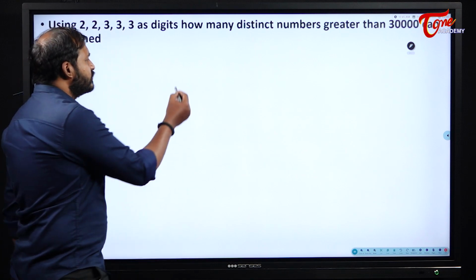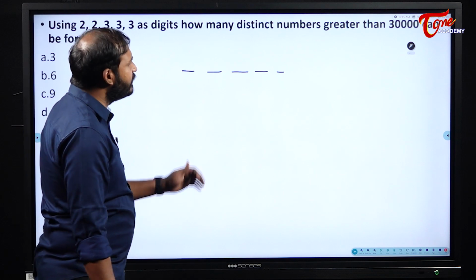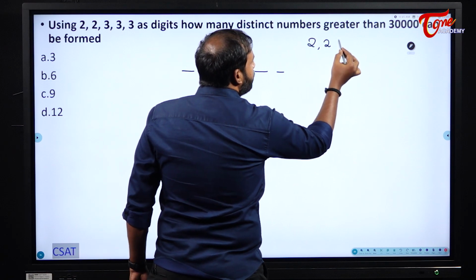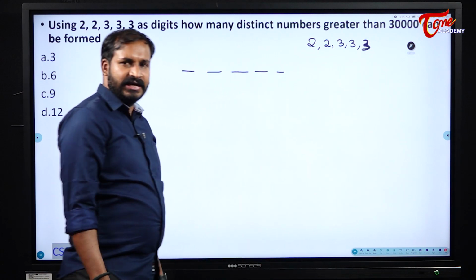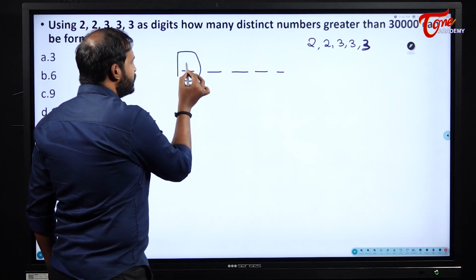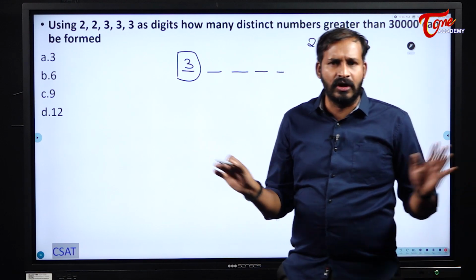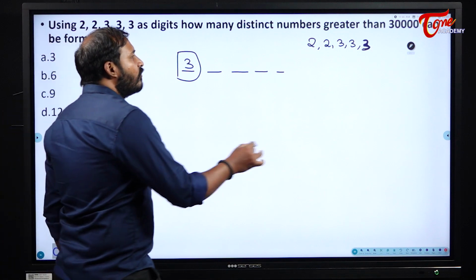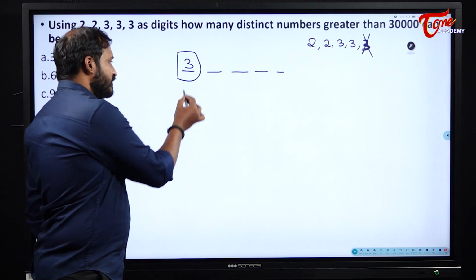See, greater than 30,000 means what type of number it should be? A 5-digit number. Then only it becomes greater than 30,000. And the available digits are what for me? 2 2s and 3 3s. One thing is very clear, to get an answer greater than 30,000, definitely my first digit should be what? Always 3. There is no doubt in that. It should always start with 3 only. Then only it will satisfy my given condition. So out of 5 digits, 1 digit is locked. Assume that 3 is locked for my first position.